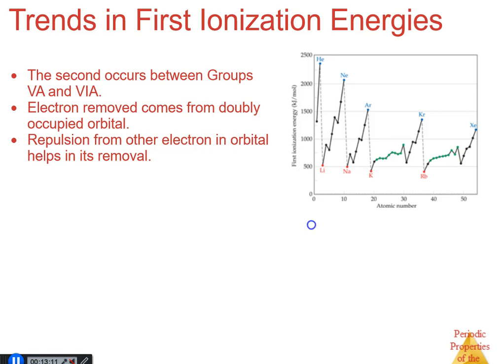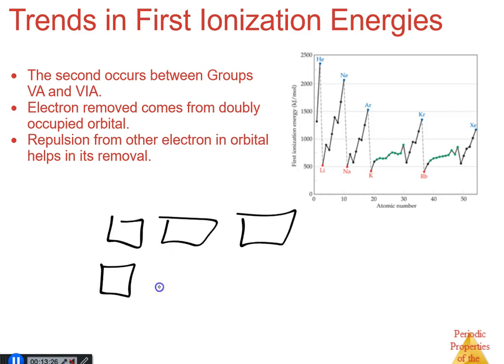So 5 and 6, we're now talking nitrogen and oxygen. And this one, the electron removed comes from a doubly occupied orbital. Repulsion from other electrons in the orbital helps in its removal. So now we have 1, 2, 3, 4, 5. So that would be nitrogen, right? If we throw in the sixth one, we're now talking about oxygen.